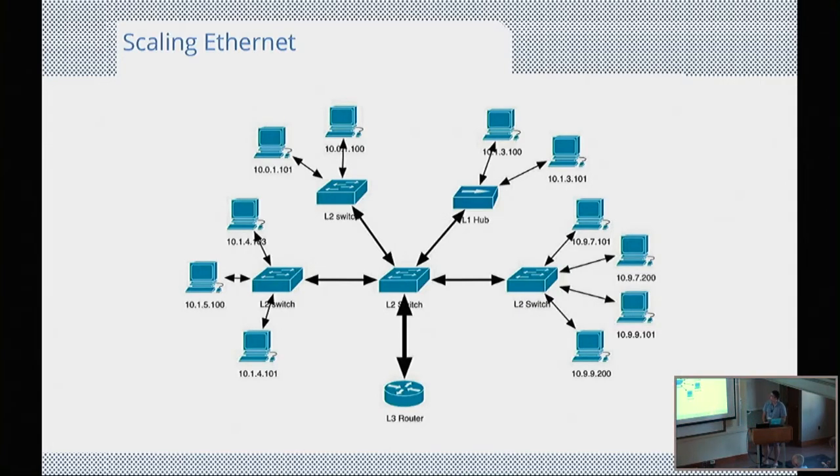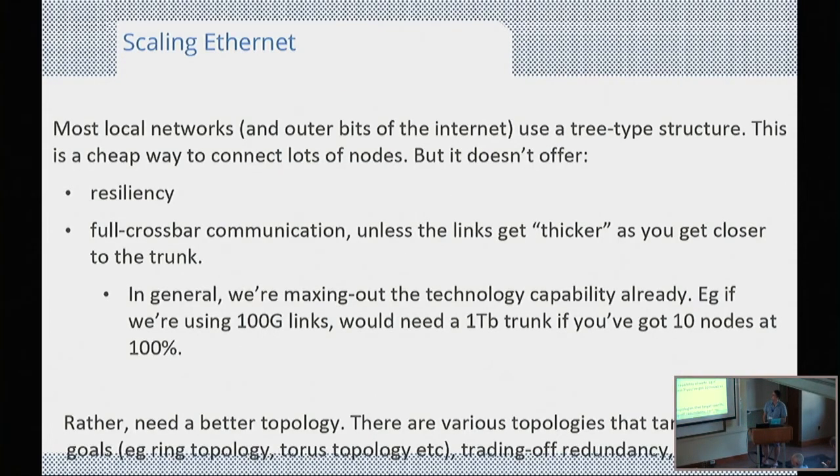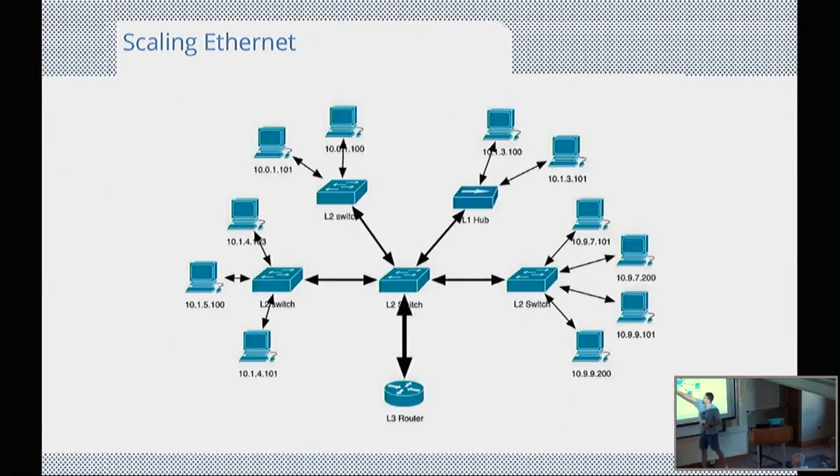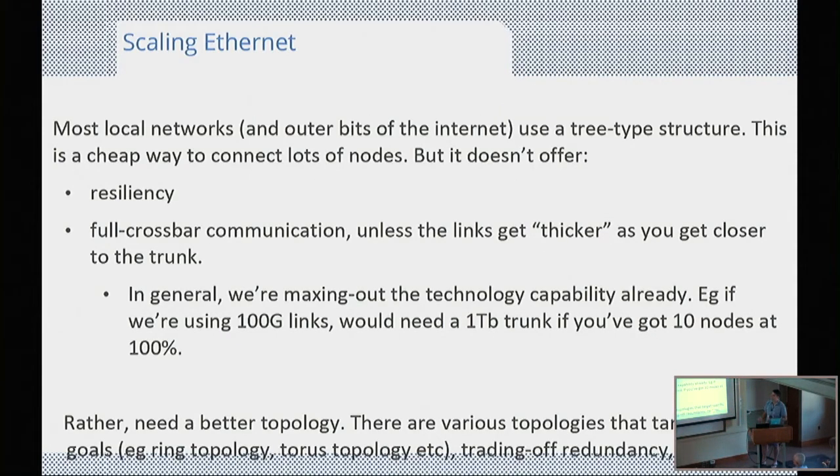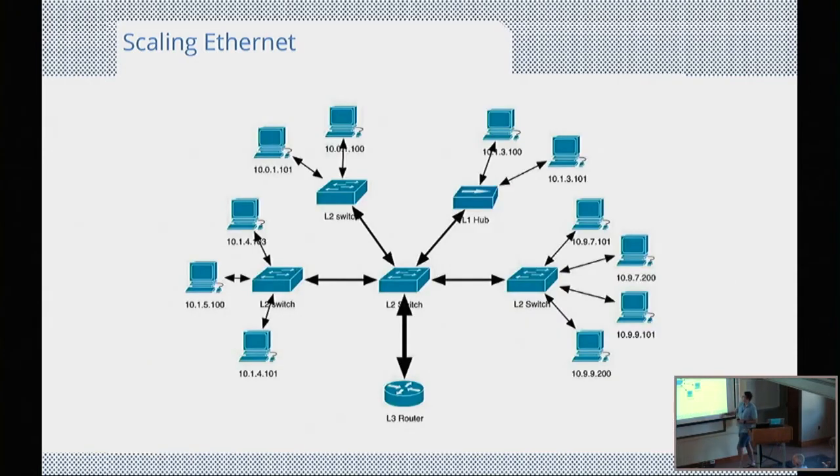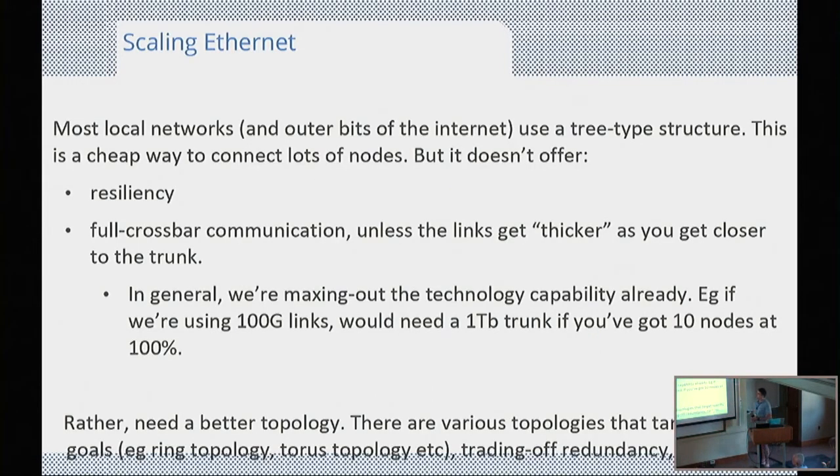There are a few problems with this approach for our purposes. For one, it offers no resiliency. If this link were to break, all of these computers would lose their connectivity. It also doesn't offer any full crossbar communication. If one of these computers wanted to talk to one of those computers, it would have to go back via this link. And if all of these guys wanted to talk to all of those guys, typically these links don't have enough bandwidth to do that. So we need a better topology.